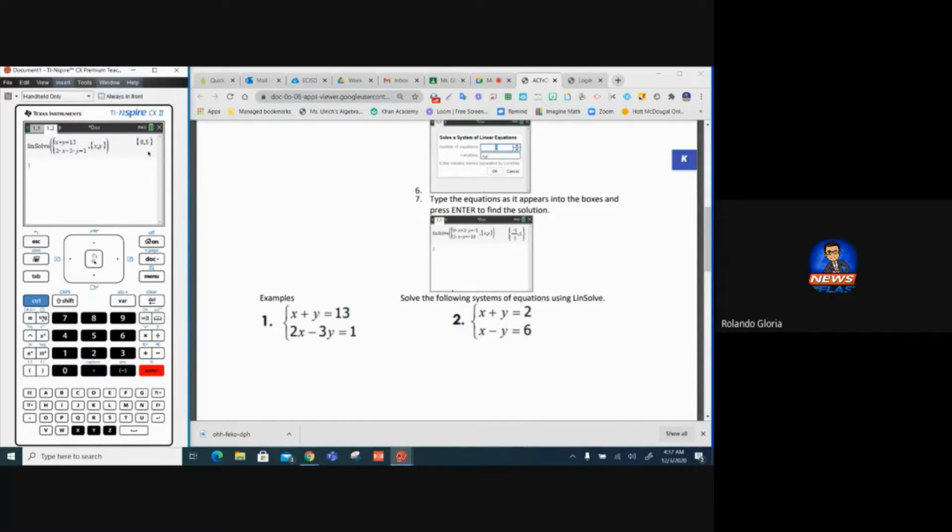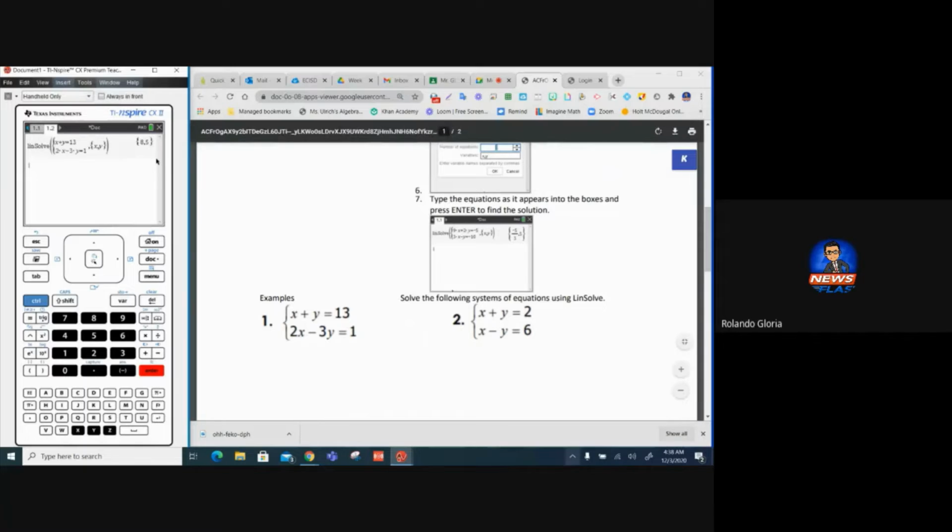Okay, so you've seen solving systems by graphing. You've seen solving systems by substitution, and this is one of the strategies or options for you to solve systems of equations. And in your EOC, and even in your final exam, you're allowed to use this. LinSolve, or solving systems using the TI Nspire.